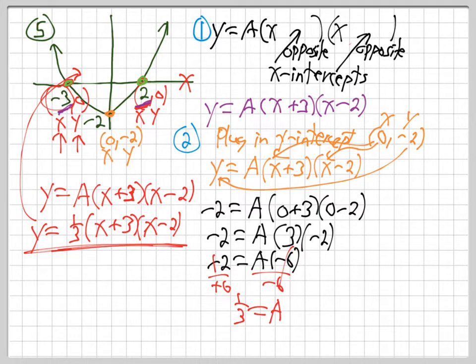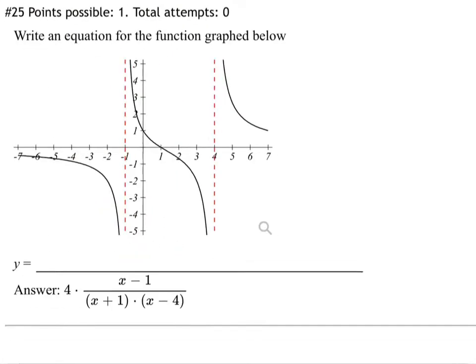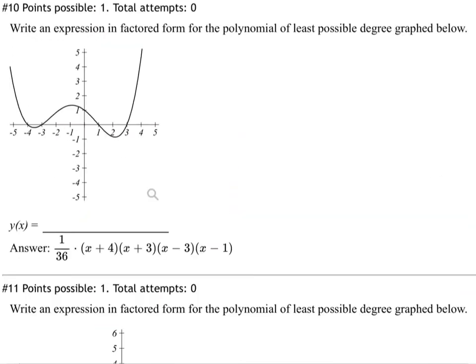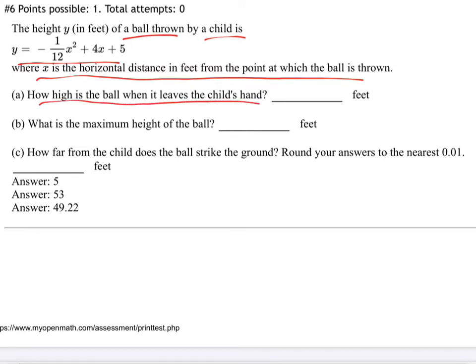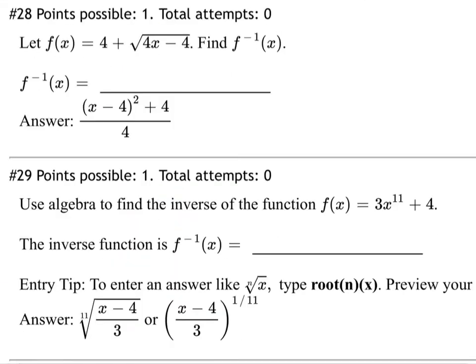Good. All right, so let's go on to number 6. The height of a ball thrown by a child is that formula, where x is the horizontal distance which the ball is thrown. How high is the ball when it leaves the child's hand? Well, I'm going to go back to where we get some room to work on this one. So, y equals minus 1/12 x squared plus 4x plus 5.